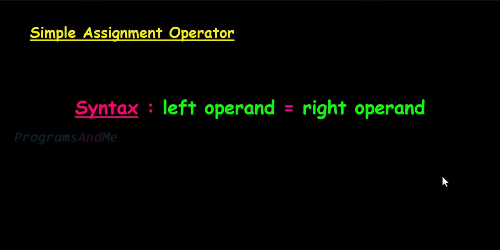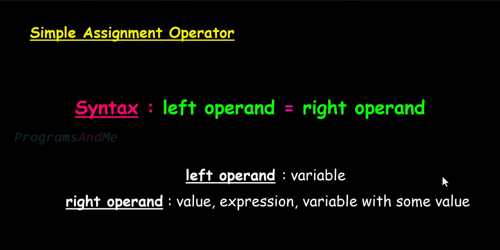So we can write left operand equal to right operand. The assignment operator is used to assign the value of the right side of the expression to the left side operand. So here the left operand must be a variable, and the right operand can be an expression or a value, or it can be a variable which refers to a value.